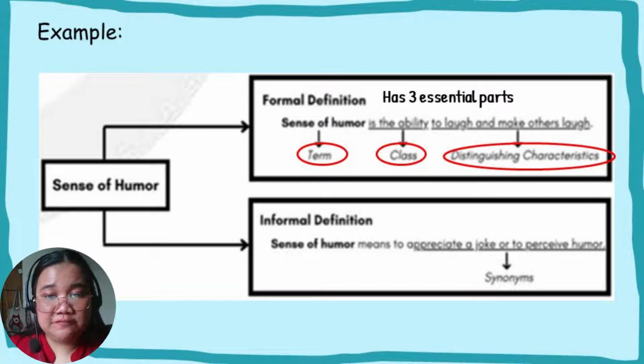While in informal definition, we only have synonyms of the term being defined, which is sense of humor. So it means to appreciate a joke or to perceive humor. So that is the example of informal definition. Again, when we say formal definition, it has 3 essential parts, which are the term, class, and the distinguishing characteristic, while in informal, it's only the synonyms of the term defined. Okay?